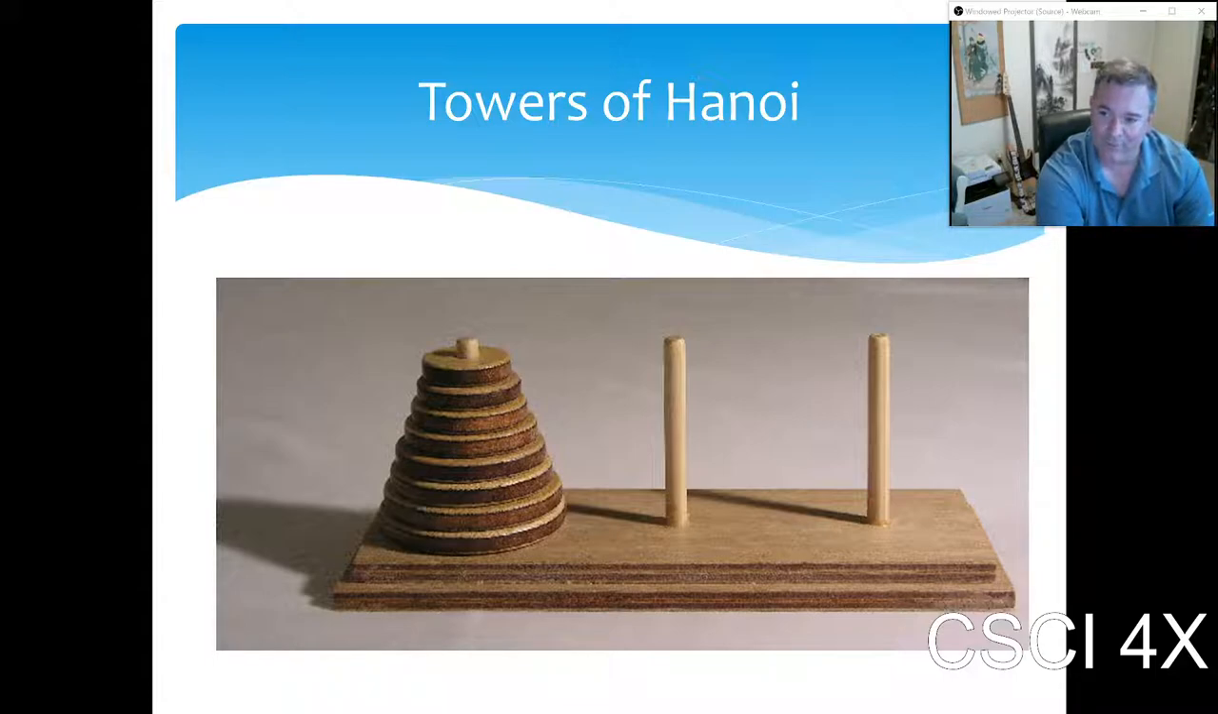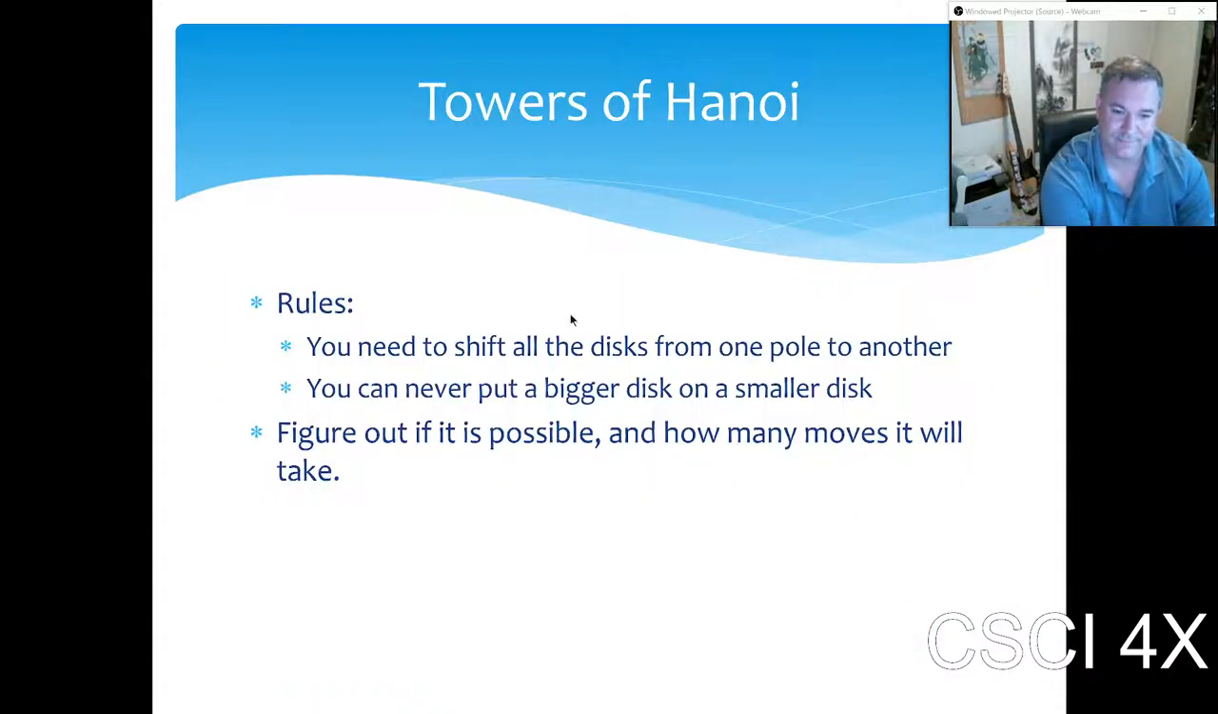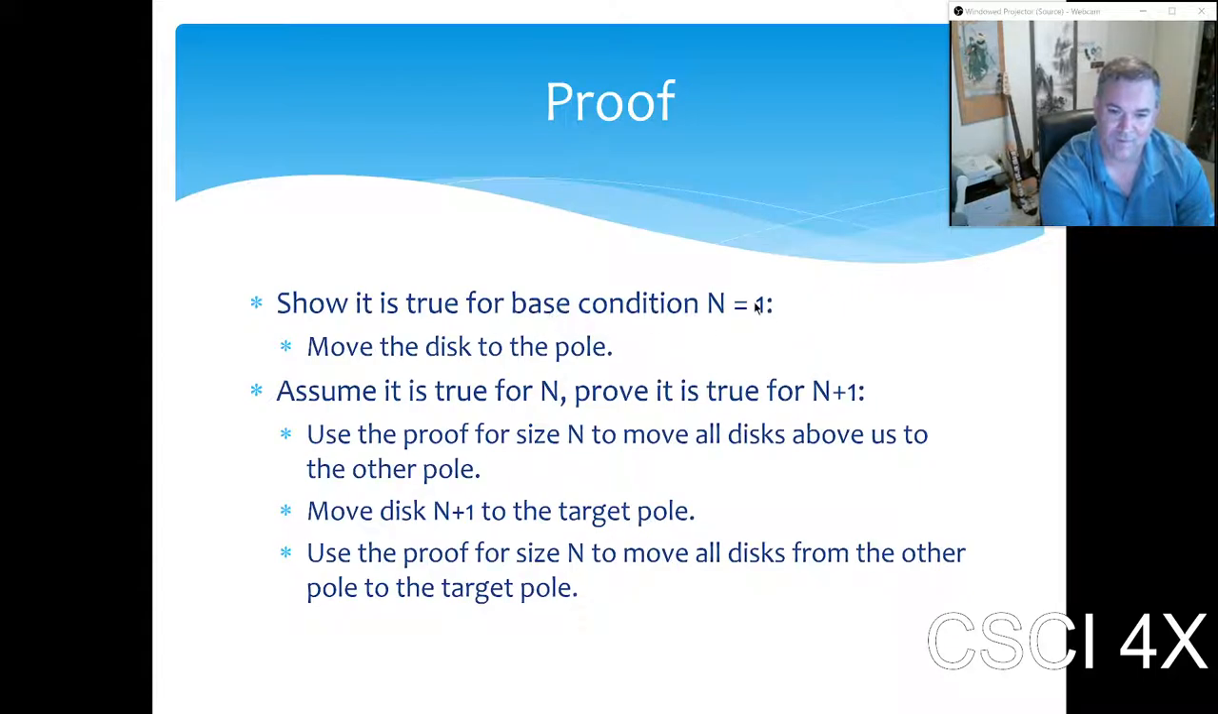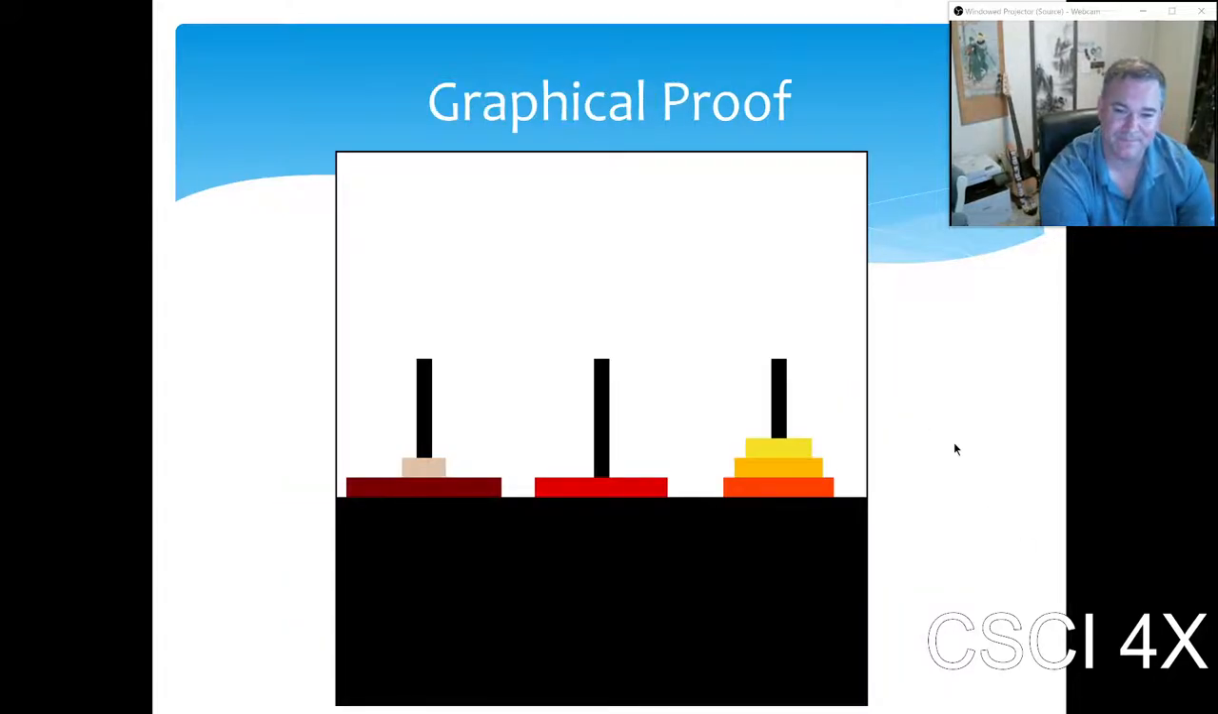So does that proof make sense to you? So base condition, move the disc, done. Assume it's true for n, prove it's true for n plus one. Well, use whatever moves it takes to move n discs from one pole to the next pole. Then you move the n plus one disc over, and then you move the stack of size n on top. Okay.